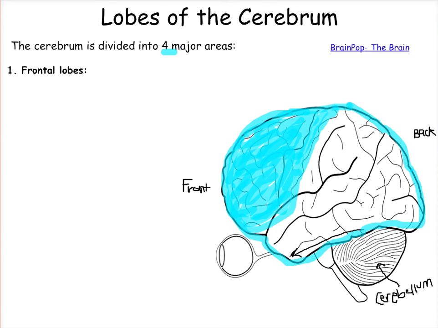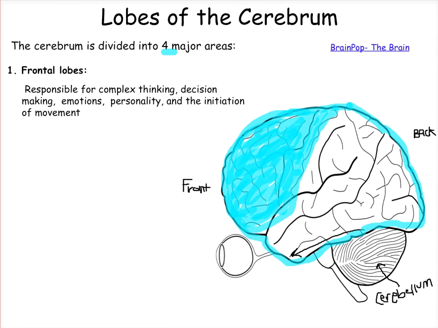The frontal lobes are responsible for the following jobs. First, they are in control of complex thinking, as well as decision making. Your emotions and personality are also in part controlled by this area of the brain. And then finally, the initiation of movement. Remember last time we said that word initiation meant starting your movement. So knowing that you want to stand up or raise your hand, that gets started in the frontal lobe of the brain. The frontal lobes.